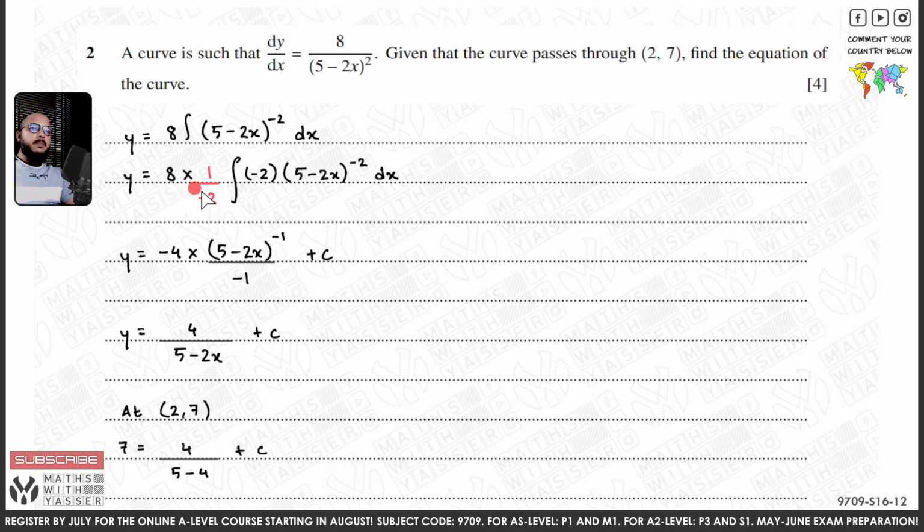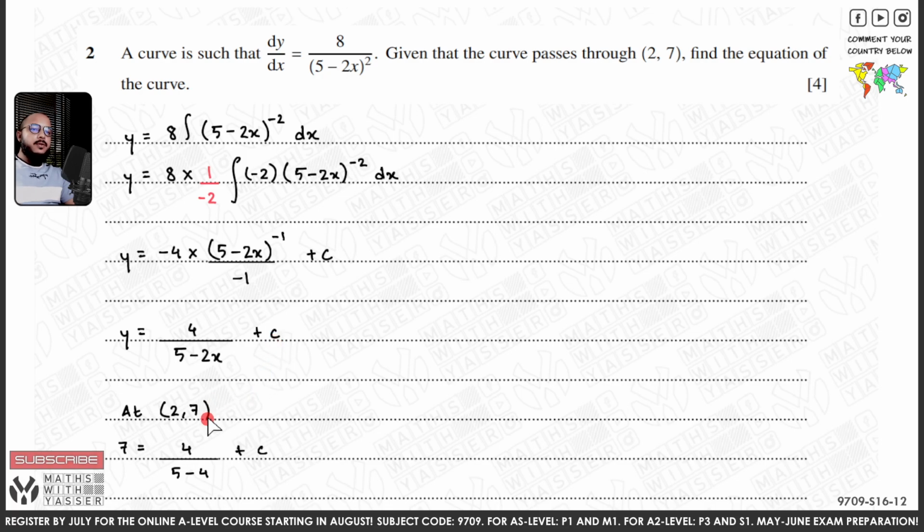So then we simplify this and this becomes negative 4, and now we can integrate the operator. So that will be negative 1 and in the denominator will be negative 1, and the integral sign, the differentiation of the box and dx will go away. So we are left with y equals 4 over (5 minus 2x) plus c. This double negative makes it positive and we can bring this to the denominator, making it a power of positive 1.